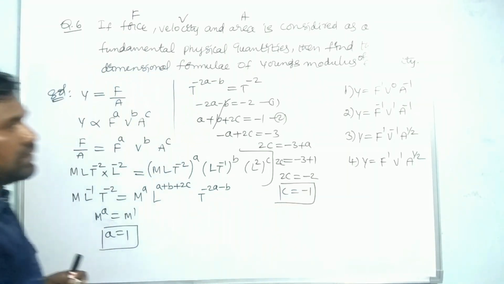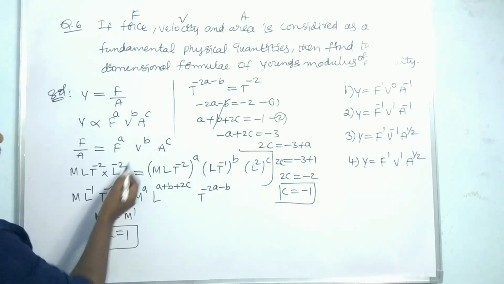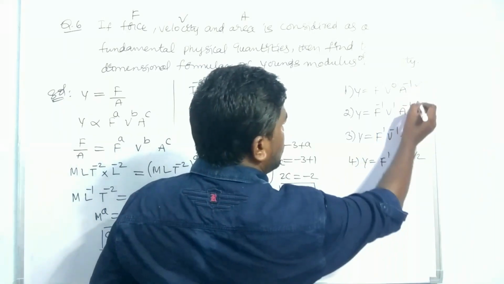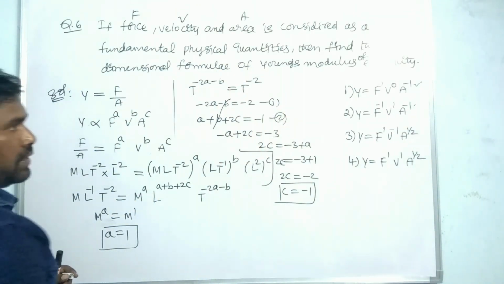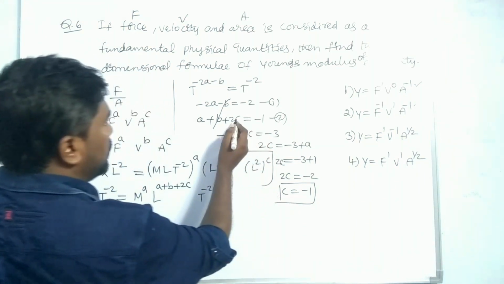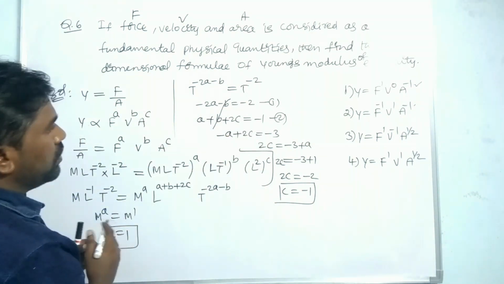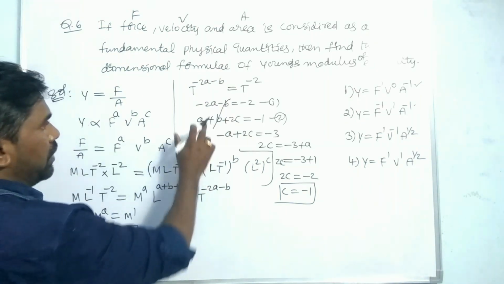The value of c is minus 1 here. So c means a to the power c, a to the power minus 1. We can't guess the answer here also. Right, let it be. Let us find the remaining b value. It is easy to find that. So from this one we have to find the b value.